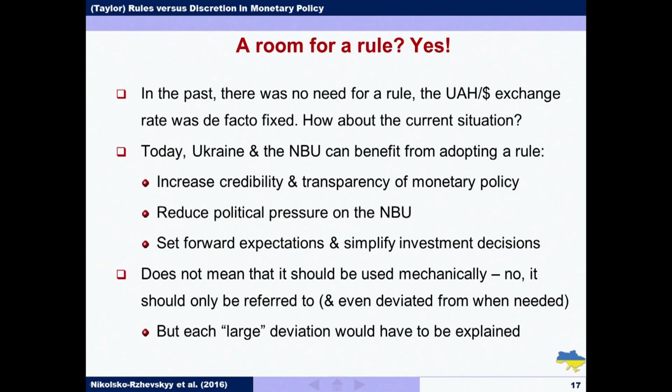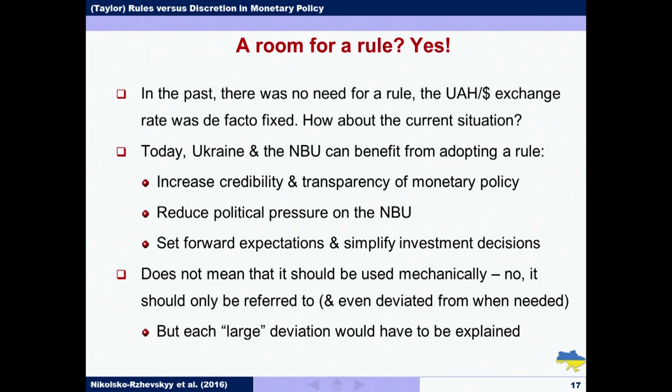In my opinion, today, the National Bank of Ukraine can actually benefit if it adopts some sort of a rule, which is similar to the classical 1993 Taylor rule. What are the advantages of that? If the National Bank of Ukraine does adopt a rule, it will first of all increase credibility and transparency of monetary policy. It will help to anchor those inflation expectations, and that's why it will make the conduct of monetary policy a lot easier. It will reduce political pressure on the NBU. And it will set forward expectations and simplify investment decisions.